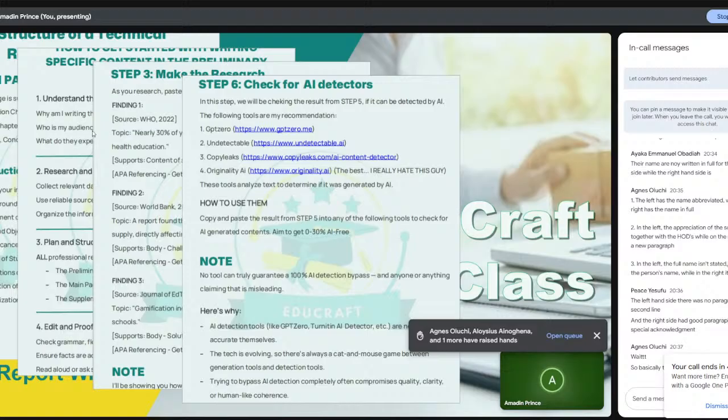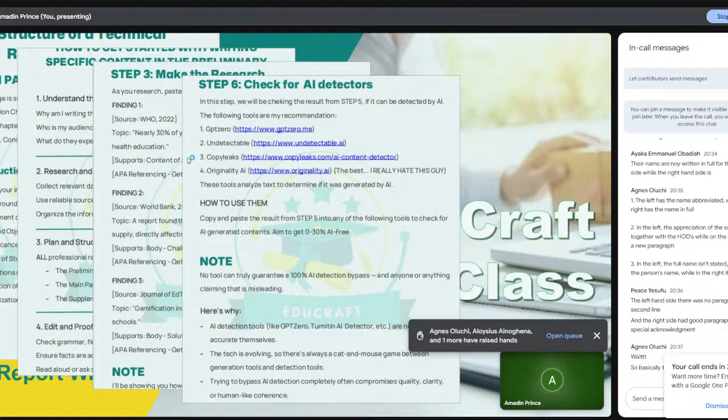Check for AI detectors. Now this is basically checking your reports for AI detectors. Remember, we are going to be using ChatGPT a bit, and if it runs through AI detectors, they might detect it is AI generated. So I'll be showing you how to check a report using AI detectors, and what are the powerful AI detectors out there.